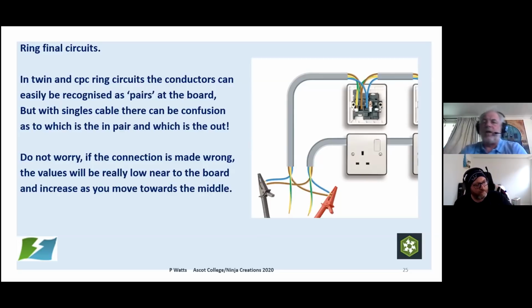And as you move away from the fuse board to the middle of the circuit, those results will get bigger and bigger. If you find that the results are differing in that fashion, tiny at the beginning and then increasing as you go towards the middle, you know you've got the connection wrong. Just go back to the board, swap your connections over, and start again. All your results should be roughly the same as you go around the circuit. If the sockets are on a ring, all of those results should be pretty much the same, and they should be roughly little r1 plus little rn divided by 4.